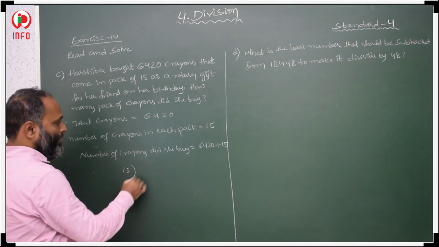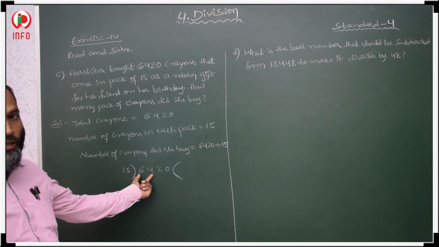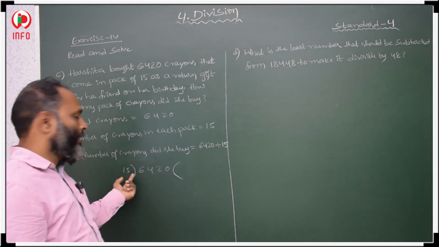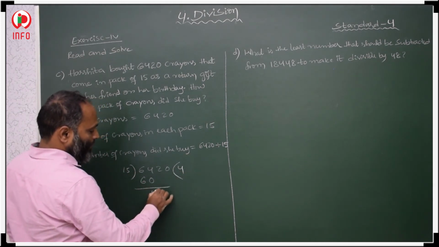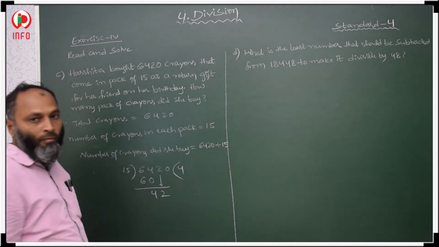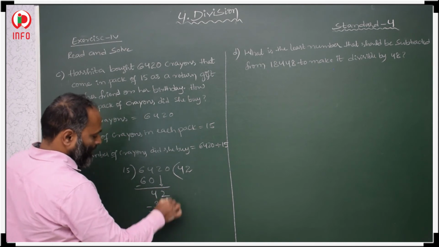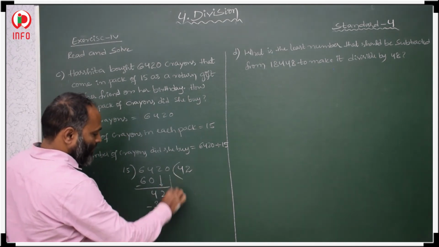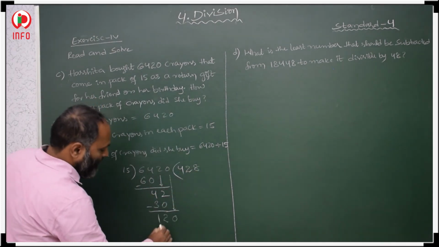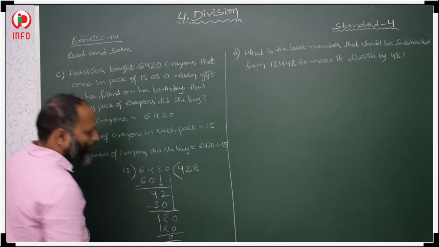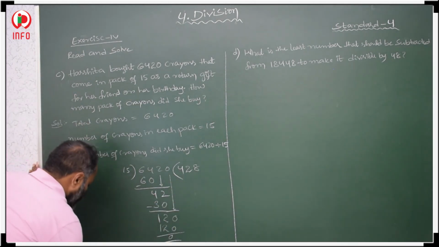Means 15 divides 6,420. First we have to take 64, which is greater than 15, so 15 4s are 60. Then after that 2: 15 2s are 30, 42 minus 30 is 12. Then after that 0: 15 8s are 120. Total how many did she buy? 428.